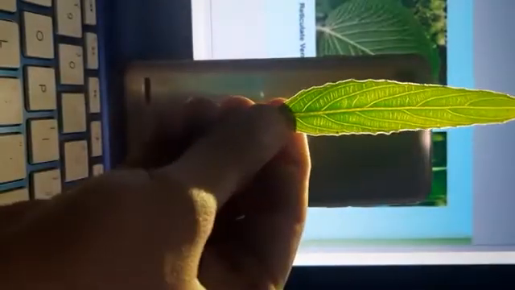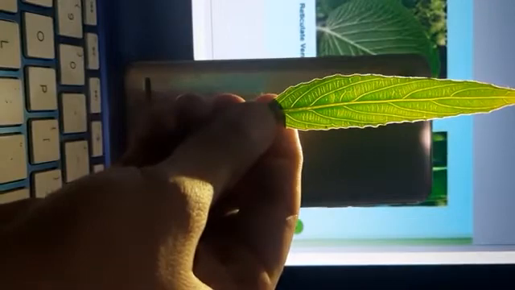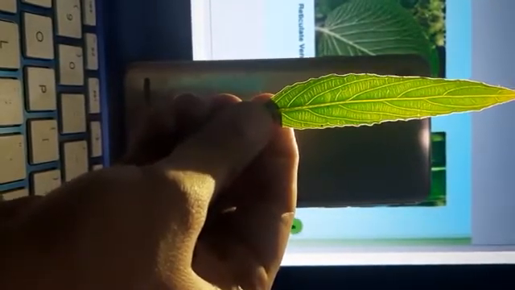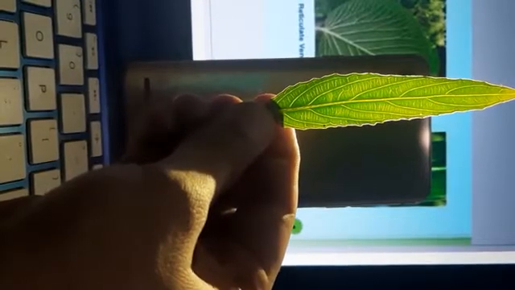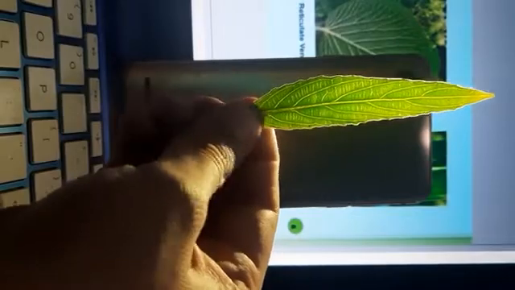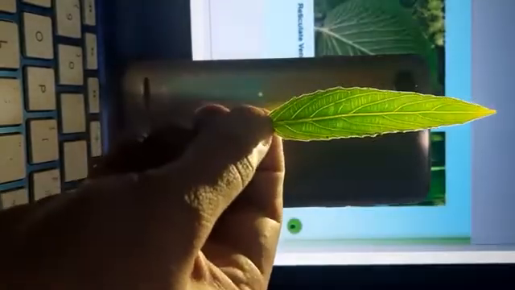Let's see another leaf, this one. Look how beautifully you can see the venation, and between the veins there are some blade like cuts. This is a leaf of an ornamental plant. All these leaves are from my terrace garden, children. So this is another example.